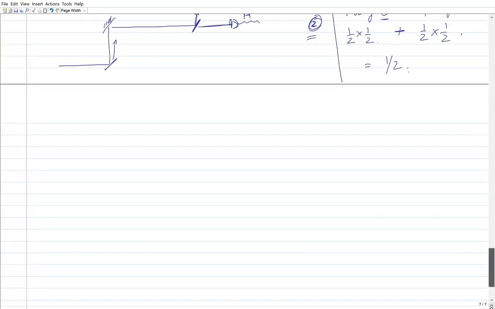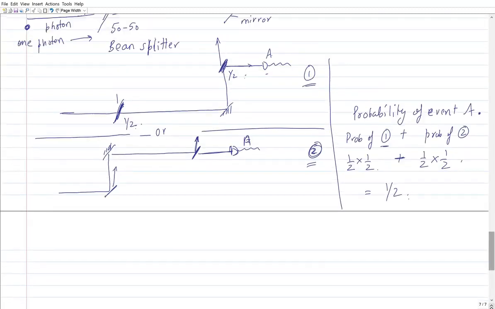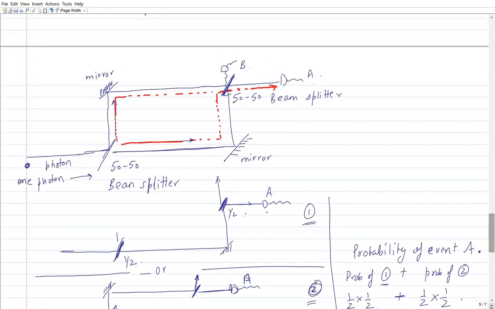So are you all happy with this thing? We are just calculating the probabilities. What was the probability for this process as well as this process occurring? And we can also simultaneously calculate, let me paint it by black.